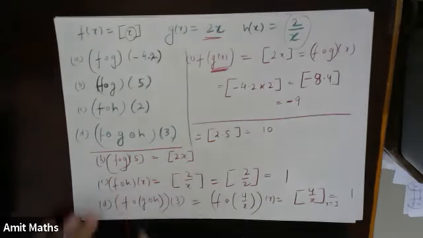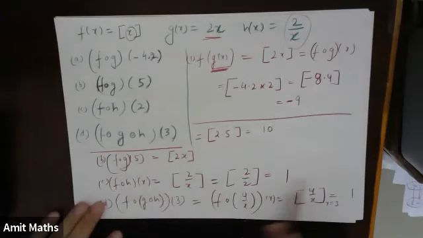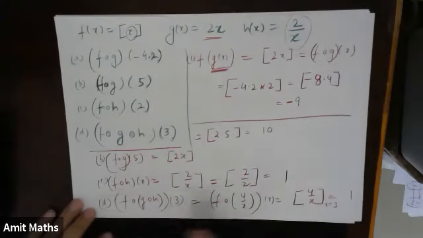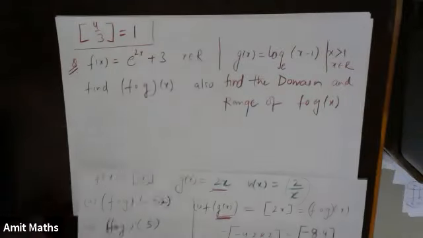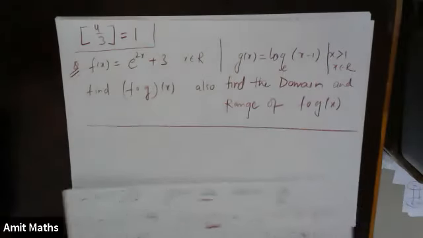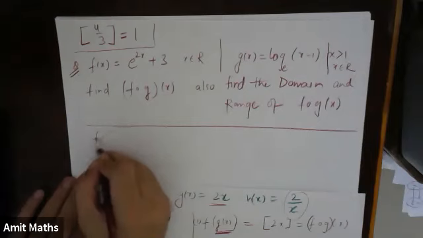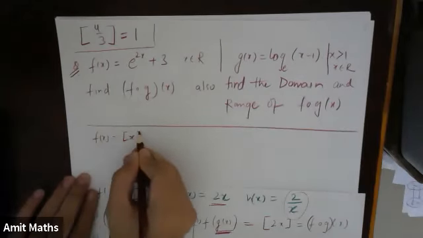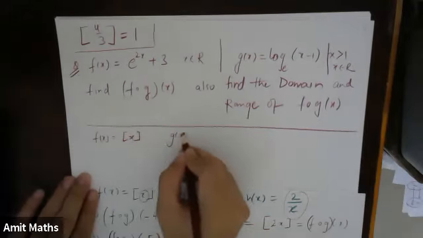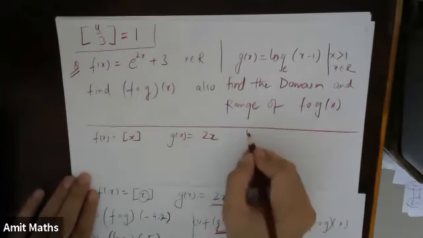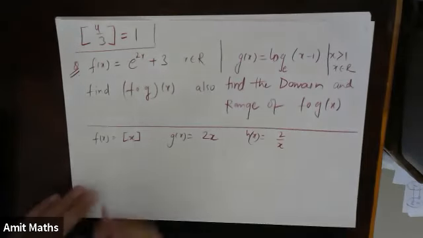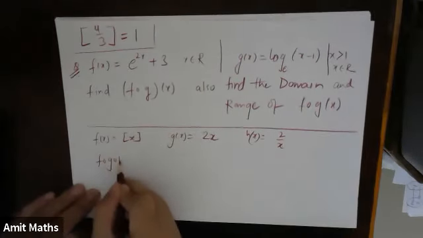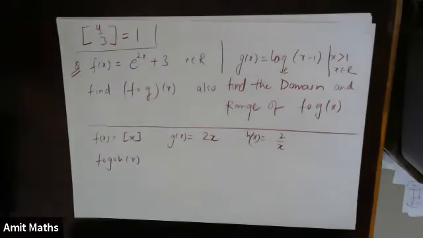Okay. Third part is f of h of x equals x by 2 and this. Now what we'll do, I'll find the value of this part once again. So they have given f of x as greatest integer x, g of x as 2x and h of x as 2 by x. Okay, so I'll find fogoh of x.